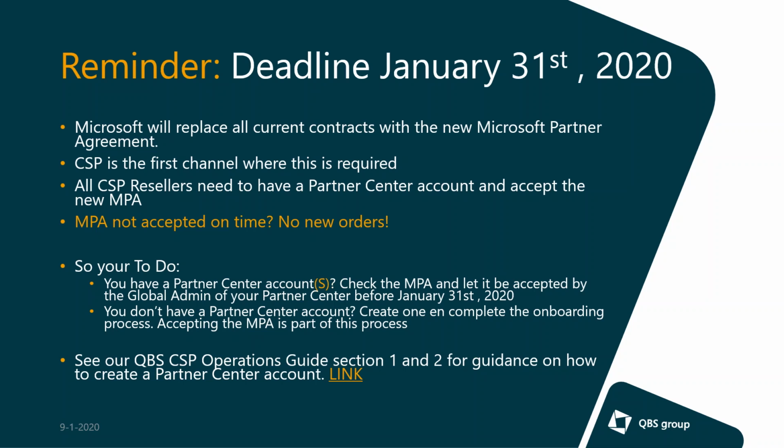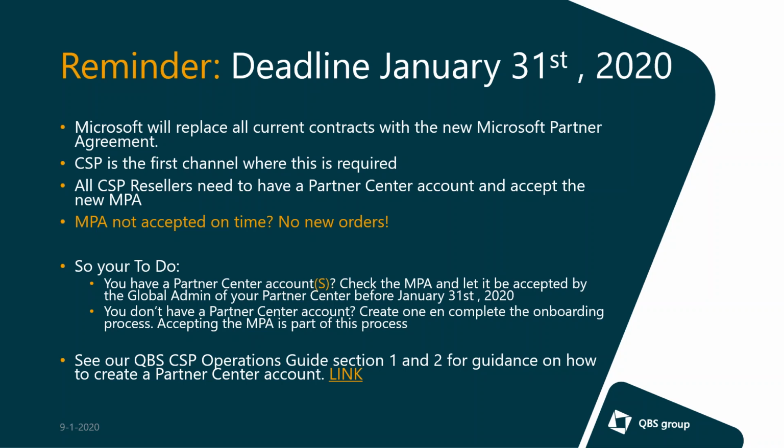So your to-do, if it's applicable for you as a CSP reseller and you have a Partner Center account, or multiple, because we've already seen some partners with multiple accounts: please check the MPA and let it be accepted by the global admin of your Partner Center before the end of next month. If you don't have a Partner Center account, create one. And then the signing or accepting of the MPA is already part of the onboarding process.